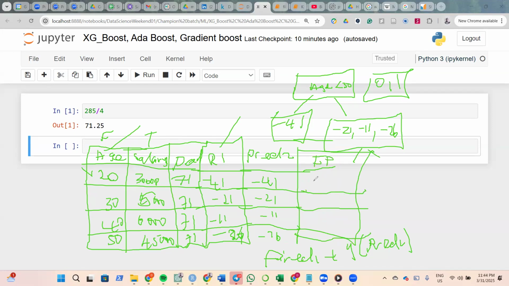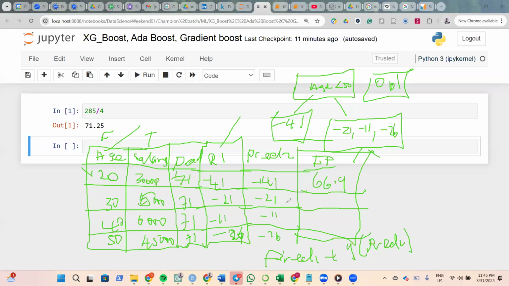So our final prediction, we did all of this in our class. It's going to be prediction 1 plus learning rate. If our learning rate is 0.1, multiplied by residual 2, this will be this plus this. So when you add this, it should give you 71 minus 4.1. That should give you something like 70 minus 4 gives you 66, plus 1, 67. So it's going to be 66.9.